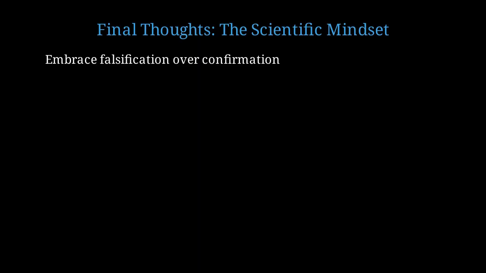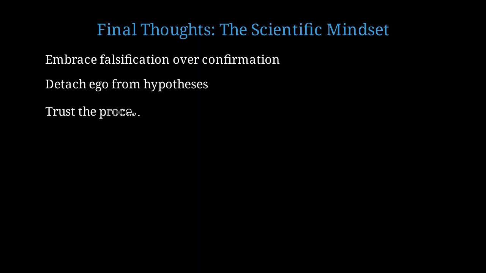Let me leave you with final thoughts on the scientific mindset required for this approach. Embrace falsification over confirmation. Your goal is not to prove your idea is right. Your goal is to rigorously test whether it's wrong before investing significant resources. Detach ego from hypotheses. You are not your idea. Pivoting 7 times in 12 weeks is not failure, it's efficient learning. Trust the process and trust the data. When your pivot rule says pivot, you pivot. No exceptions, no rationalization.